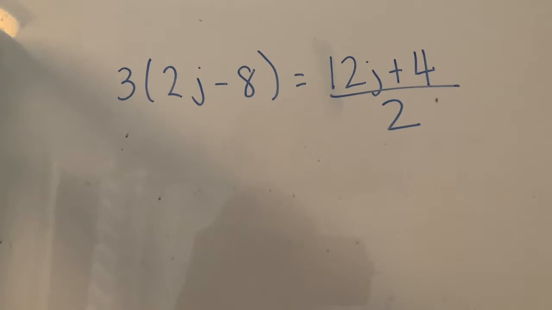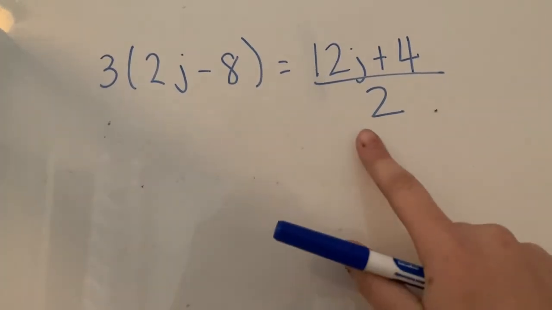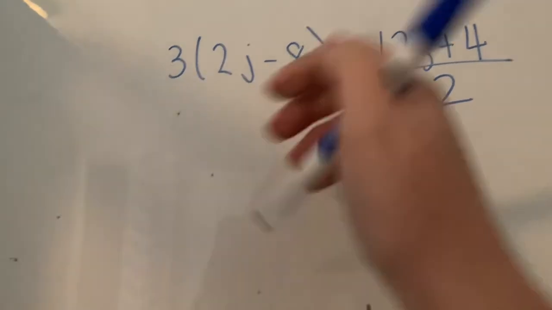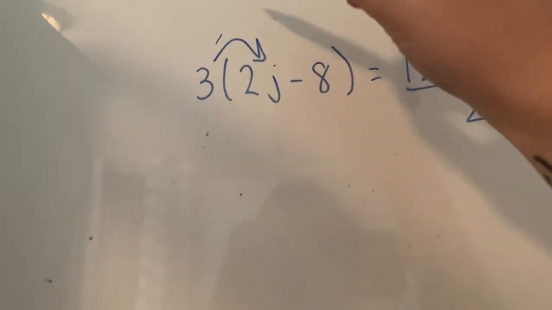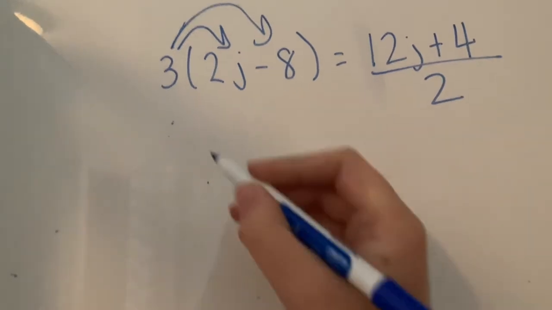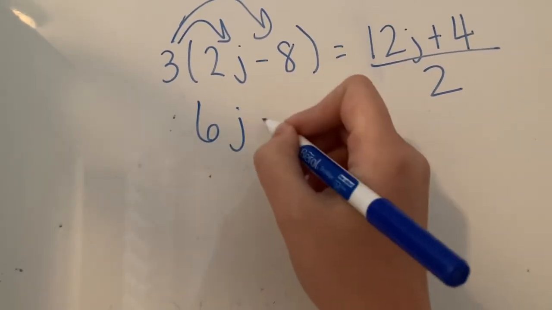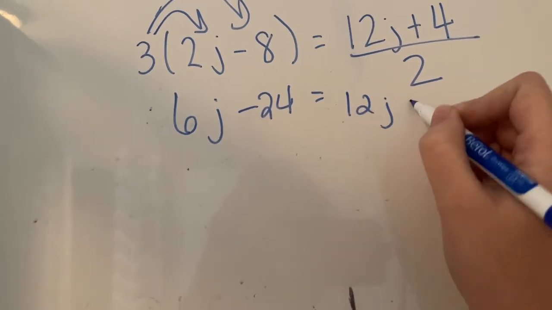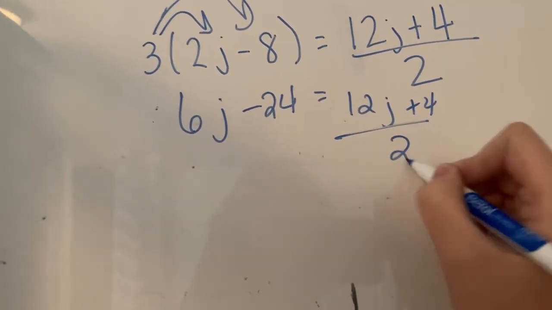Let's take a look at a slightly more complicated case. You can see here we've got division. Hey, little bug, get out of here. And we've got some distribution going on. So let's go ahead and distribute our 3. That gives us 6j minus 24 equals 12j plus 4 over 2.